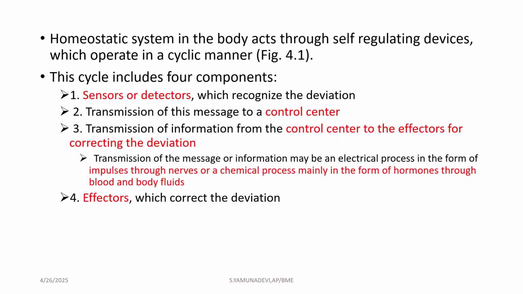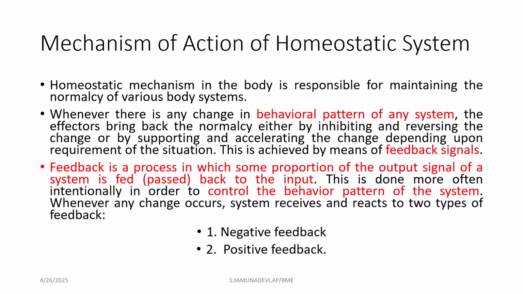Here I stated the self-regulatory devices, how the body acts to maintain the homeostatic system. Mostly the cycle includes four components: sensors or detectors, the control system, and the effectors. If the effectors correct the deviations. And next, how the action of the homeostatic mechanism happens.